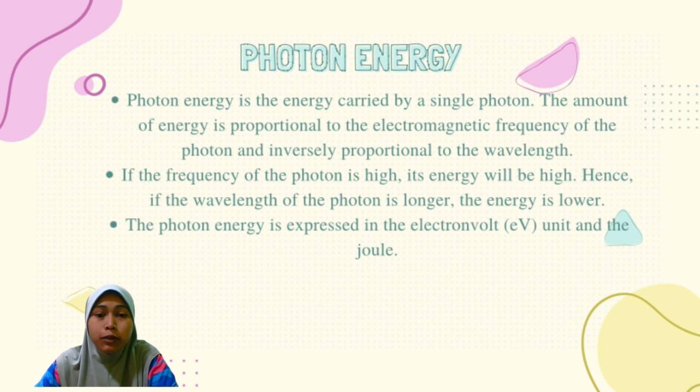What is photoenergy? Photoenergy is energy carried by a single photon. The amount of energy is proportional to the electromagnetic frequency of the photon and inversely proportional to the wavelength. If the frequency of the photon is high, its energy will be high. Hence, if the wavelength of the photon is longer, the energy is lower. And the photon energy is expressed in the electron volt (eV) unit and the joule.